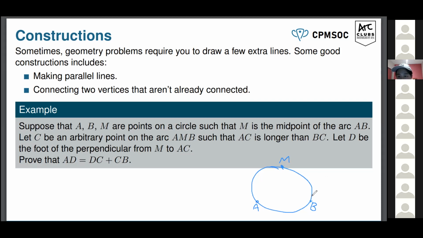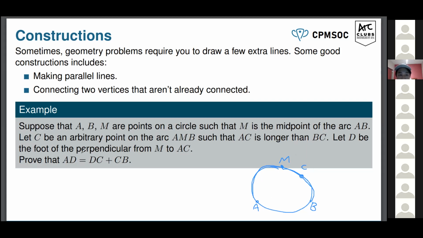So M is the midpoint of arc AB. So basically MA is equal to MB. And let C be an arbitrary point on the arc AMB such that AC is longer than BC. So which means C is somewhere here.